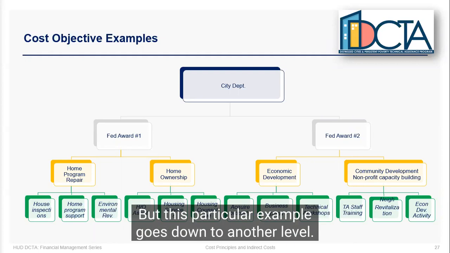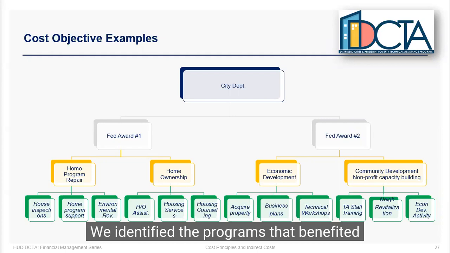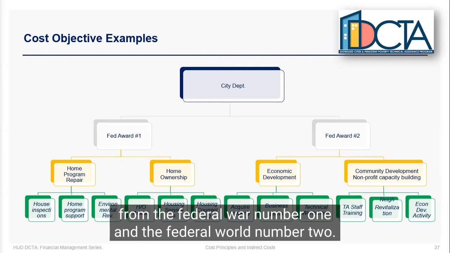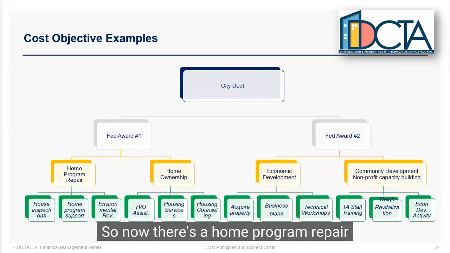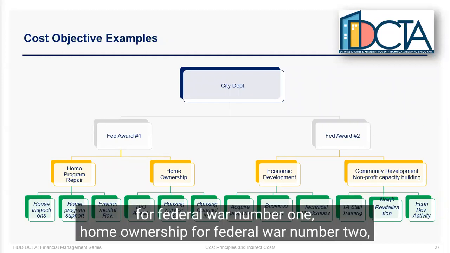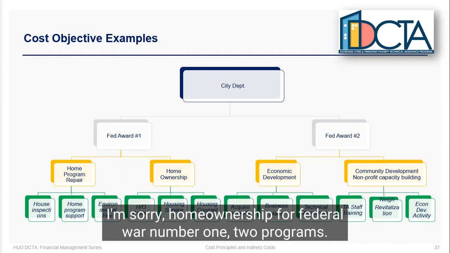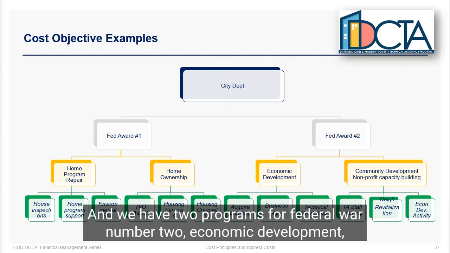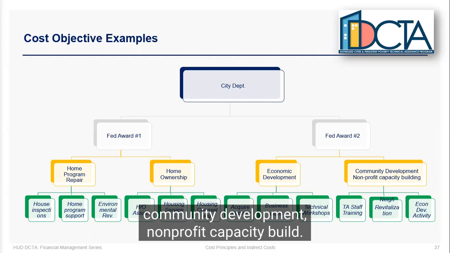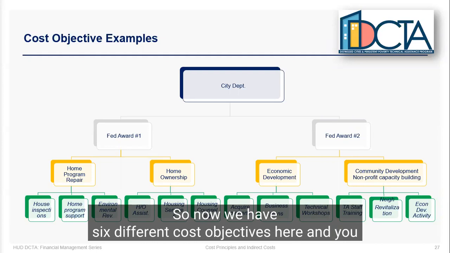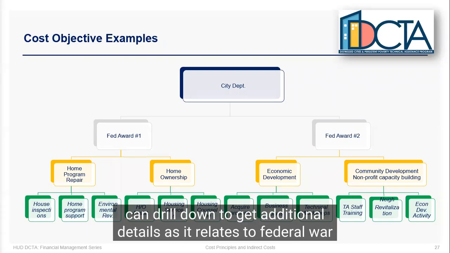But this particular example goes down to another level. We identify the programs that benefited from federal award number one and federal award number two. So now there's home program repair and home ownership for federal award number one, two programs. And then we've got two programs for federal award number two: economic development, community development, nonprofit capacity building. So now we have six different cost objectives here, and you can drill down to get additional details.